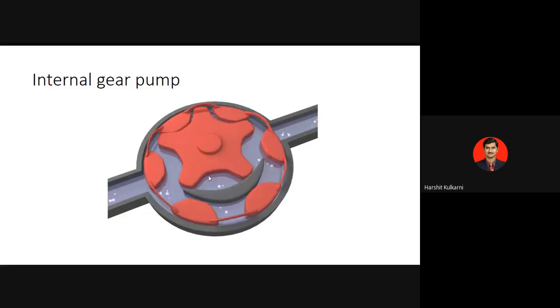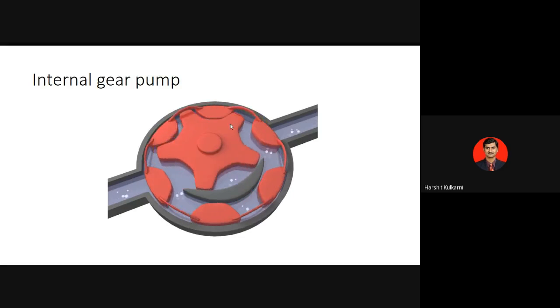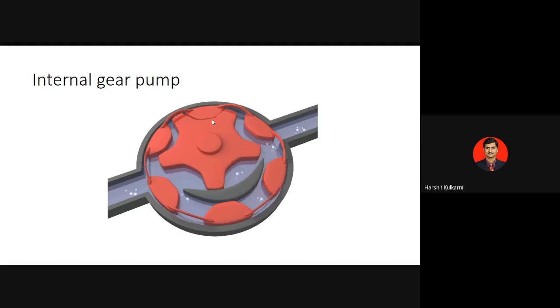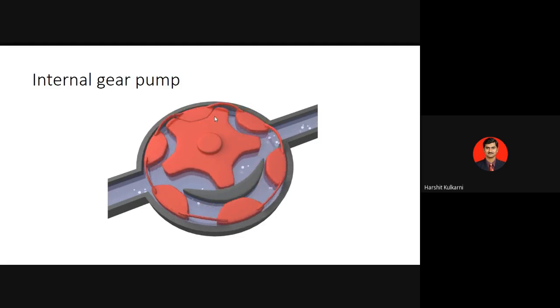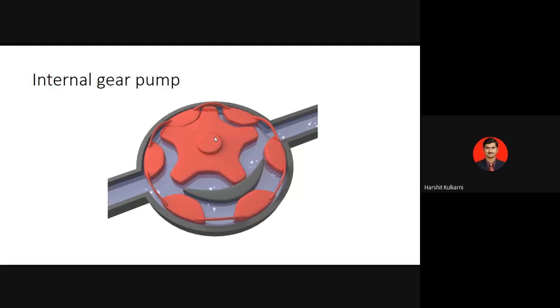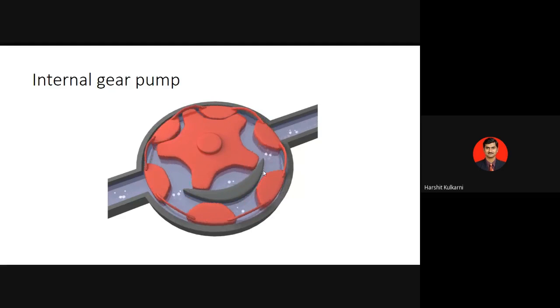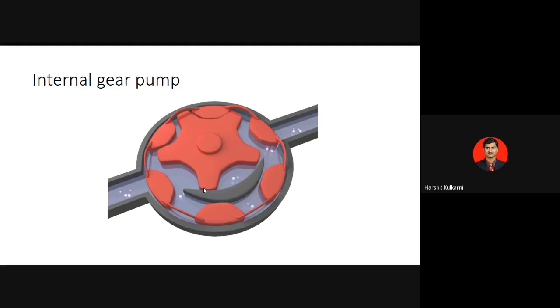So that is how it works. Similarly, we have an internal gear pump. You can see the meshing of the gear system is internal. So you have one gear which is fixed on the shaft here, which is eccentric. Fine. So why it has been made eccentric is because it has to make space for another element here, which we call a crescent seal.